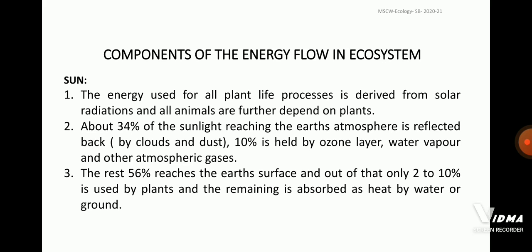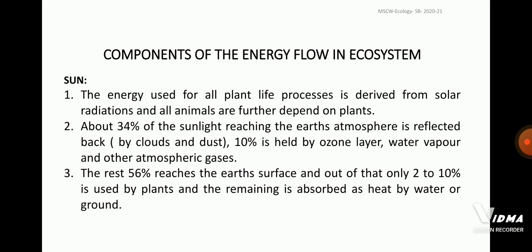The various components of the energy flow in the ecosystem are, first, the sun. Here the energy used for all plant life processes is derived from solar radiation, and all animals are further dependent on the plants for their food.